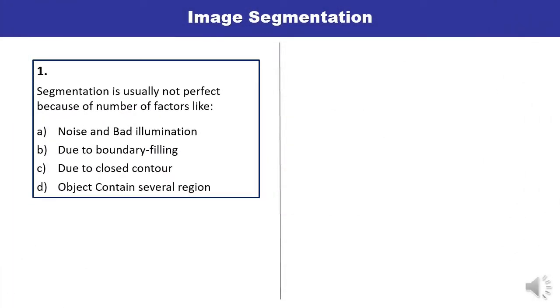First question is, segmentation is usually not perfect because of number of factors. What are those factors? 4 options have been given. Read all the options carefully. Noise and bad illumination, due to boundary filling, due to close contour, object contains several reasons. So segmentation is not perfect if noise and bad illumination exist. Means A is the correct answer.